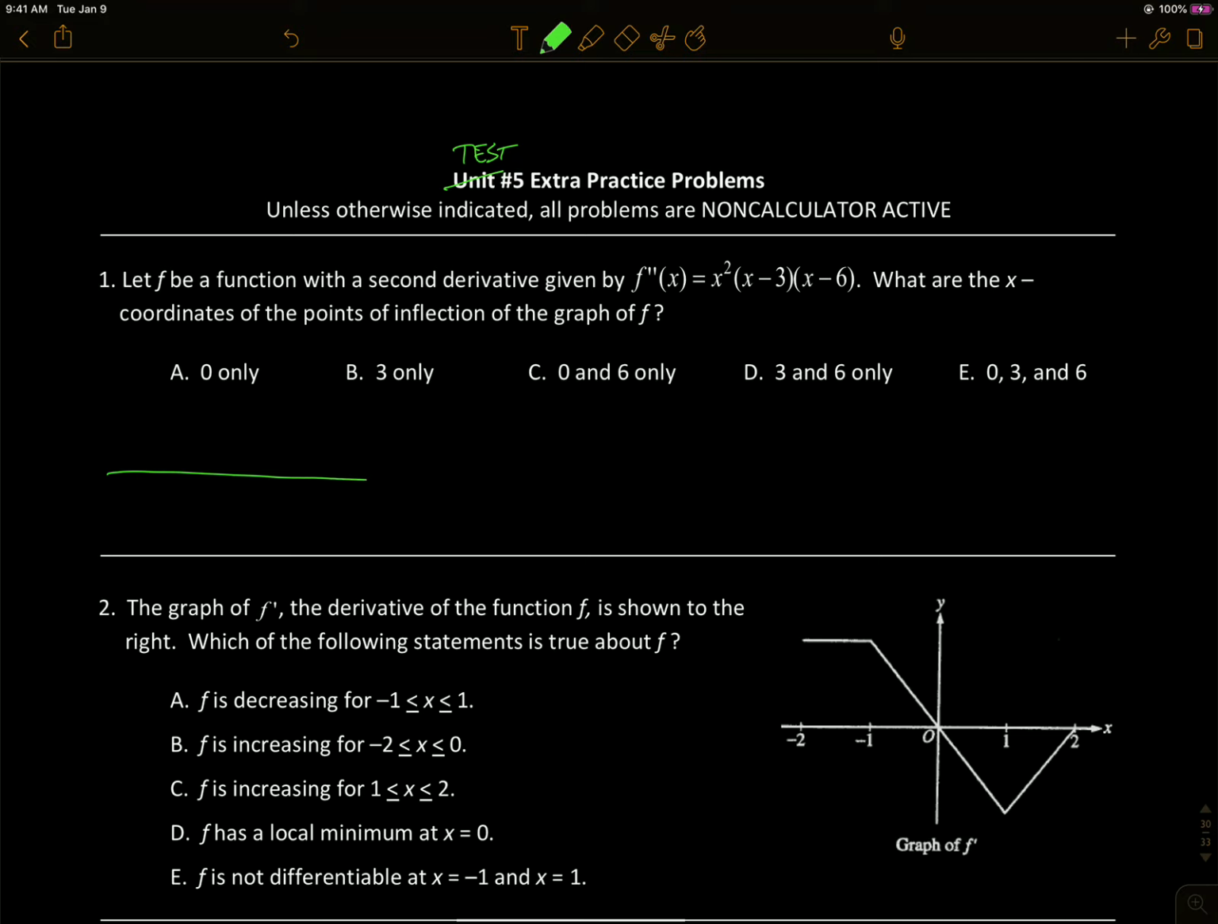So if we want the points of inflection on f, we need to do a test interval, a sign analysis on the second derivative. So I know that I'm going to be at 0, x equals 0. The second derivative will equal 0 at x equals 0, x equals 3, x equals 6. So we have 0, 3, and 6. So we're going to test x equals -2, x equals 1, x equals 4, and x equals 7.